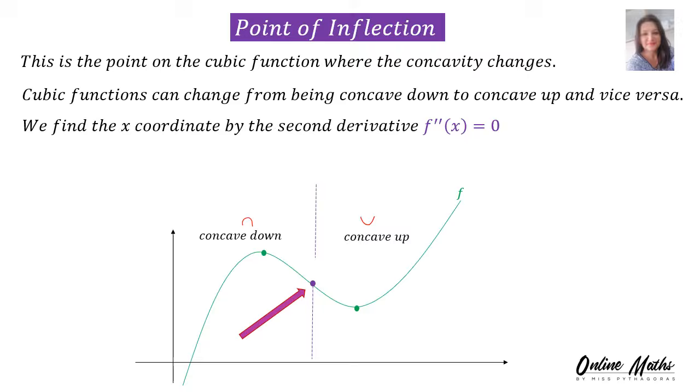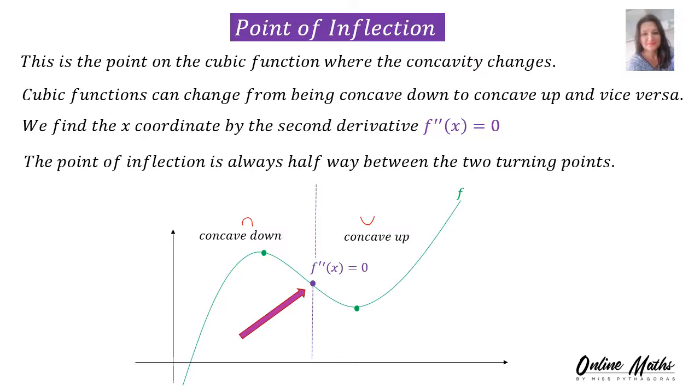We find the x-coordinate by the second derivative. So we will find the second derivative. Now what is that? The second derivative is just you find the first derivative, and then the answer you got, you find the derivative again. So it's the derivative of the derivative, and we will equate to 0. So there you will see the second derivative equal to 0 will give you the point of inflection. And then the point of inflection is always halfway between the two turning points.